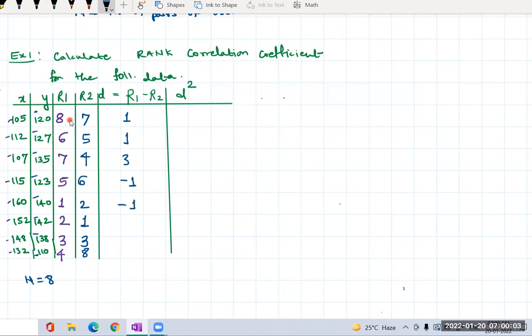1 minus 2 is minus 1. 2 minus 1 is 1. 3 minus 3 is 0. And 4 minus 8 is minus 4. Okay. Then you square D. So 1 square is 1. 1 square again 1. 3 square is 9. नेगेटिव नंबर का स्क्वायर हमेशा पॉजिटिव ही होता है, तो -1 का स्क्वायर आएगा +1. फिर वापस -1 तो +1. 1 स्क्वायर इज 1.